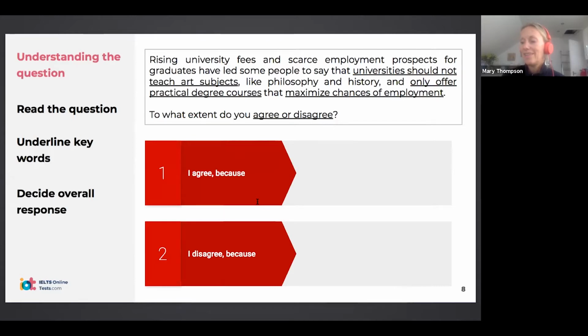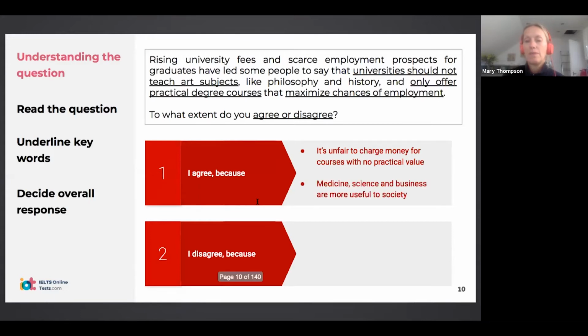Brain drain. Okay, nice expression. Helps students to focus on future jobs. Yes, possibly for job hunting. Yeah, you could say that. Okay. So the first reason we have for this is it's unfair to charge money for courses with no practical value. So this is kind of what some of you are saying. So courses which will not lead to jobs. Another reason, medicine, science, and business are more useful to society. Okay, so this is debatable, obviously, but if you're going to agree with it, this could be a reason.